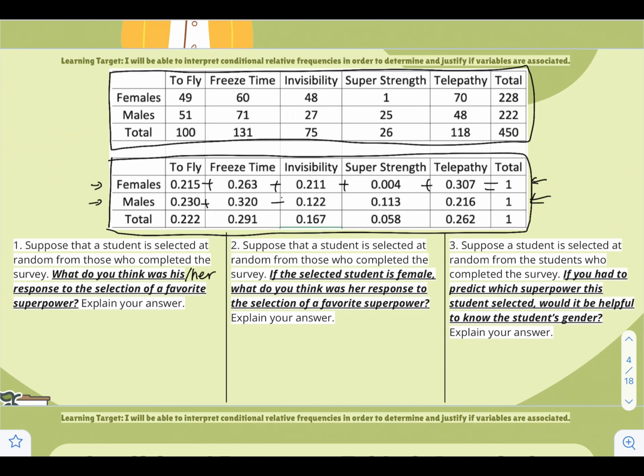Same thing for over here. So just know that this was not created based on joint relative frequency or marginal relative frequency. This is the conditional relative frequency.